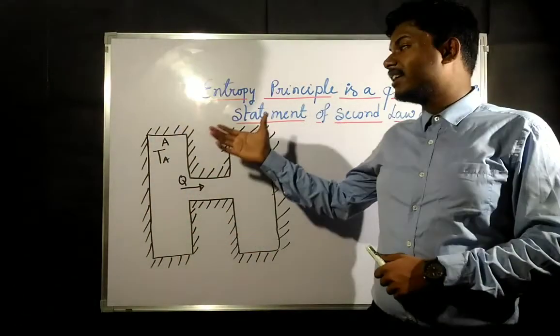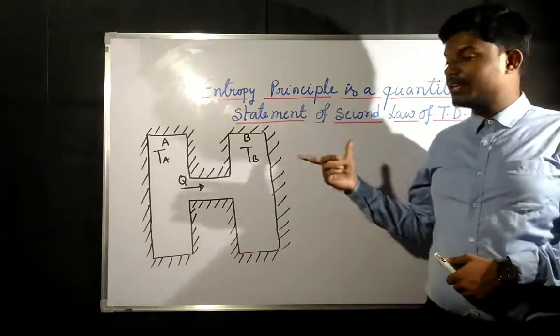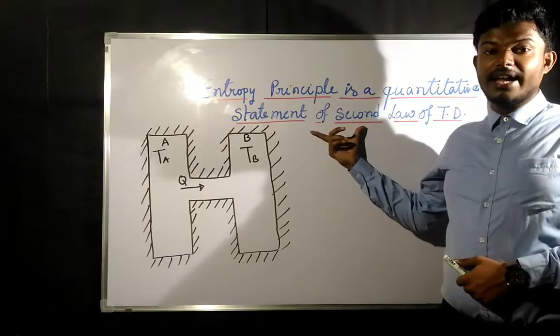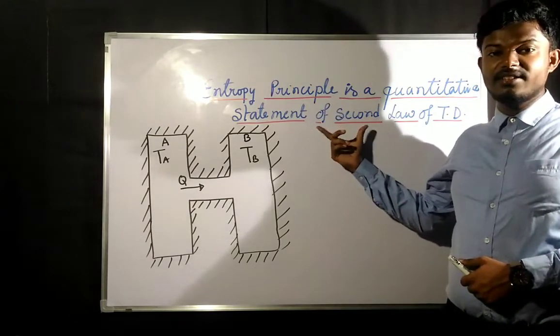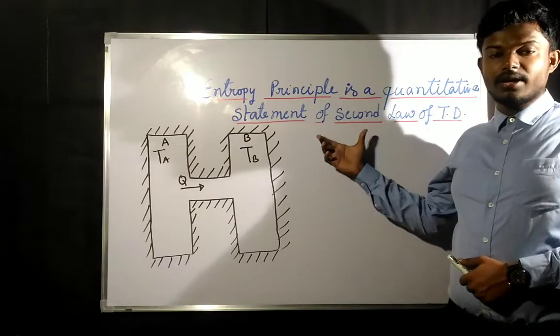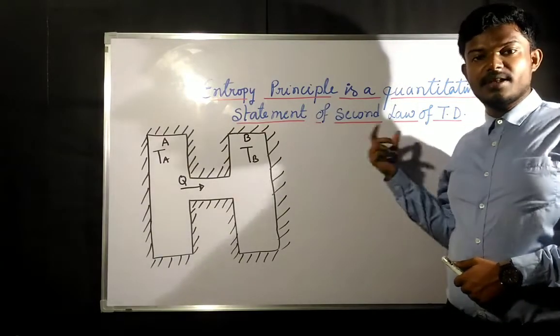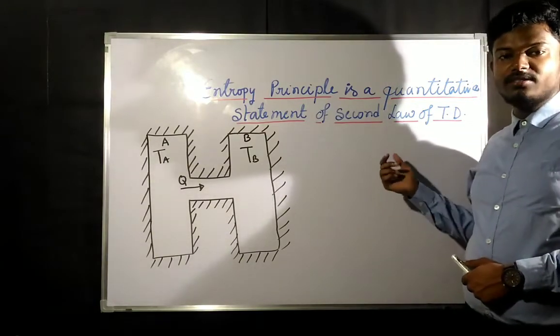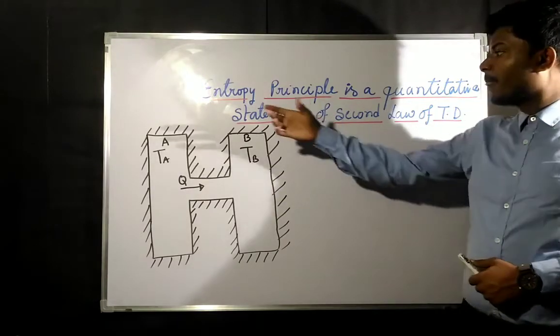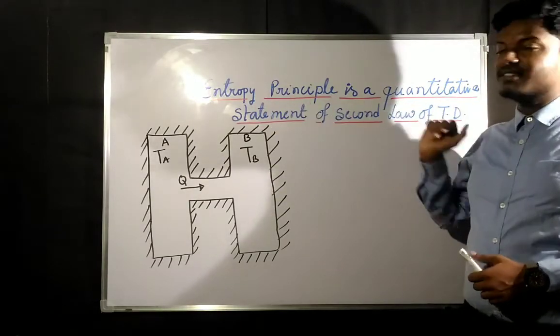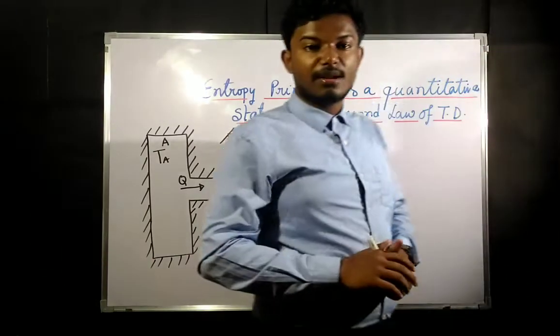That means by quantifying, the entropy principle equation says that the entropy change in the universe is greater than or equal to 0, or the entropy change in system plus the entropy change in surrounding must always be greater than or equal to 0. So the entropy principle is just a quantification of the second law of thermodynamics.